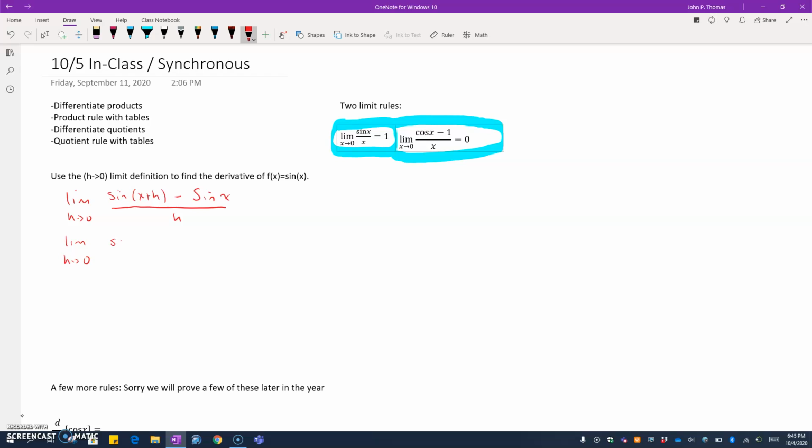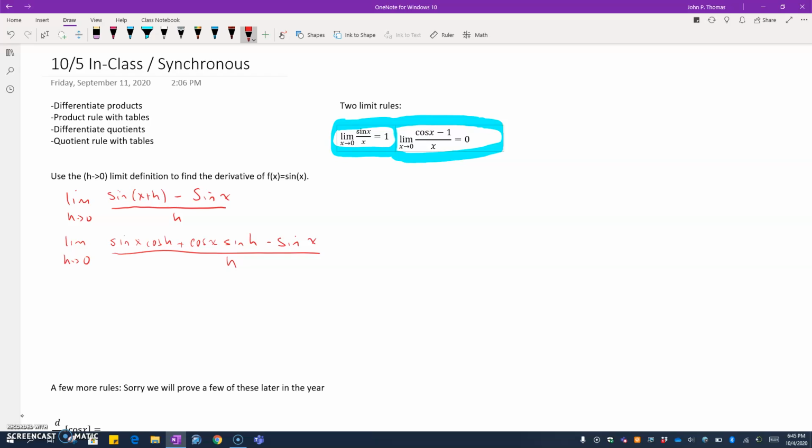So sine of x plus h gives us sine x cosine h plus cosine x sine h. All right, then we still have the minus sine x in the top, and we have an h in the bottom. All right, so with one trig identity we get to here.